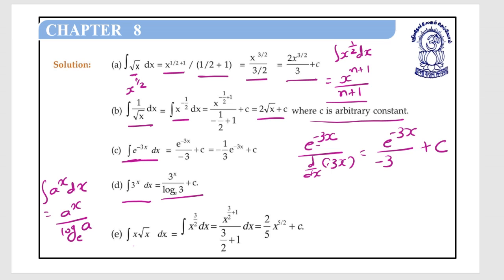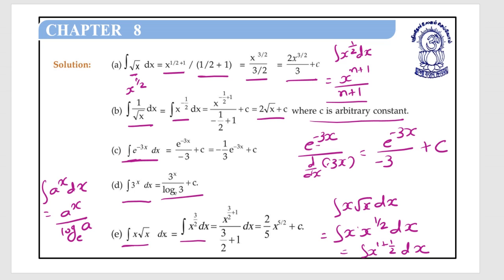Next is integration of x root x dx. Here you can write x root x dx as x into x raised to 1 by 2 dx. So x raised to 1 plus 1 by 2 dx, x raised to 3 by 2 dx. Again use the same formula, x raised to n plus 1 upon n plus 1. x raised to 3 by 2 plus 1 upon 3 by 2 plus 1 dx is equal to 2 by 5 x raised to 5 by 2 plus c.